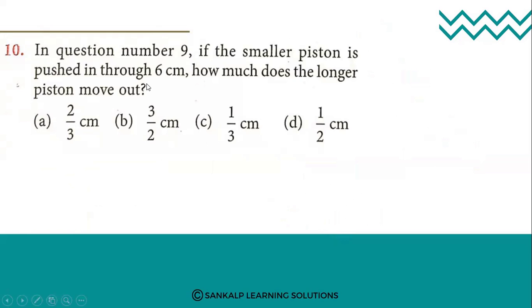Yes. So this question is related to the previous question. In question number 9, if the smaller piston is pushed in through 6 centimeter, how much does the longer piston move out? So here both the pistons are interconnected, like the syringe is interconnected. If one is pushed inside for 6 centimeter, how much does the longer piston move out? The smaller piston goes inside 6 centimeter when you apply the force, so how much does the longer piston come out? Okay, so see how to simplify this one.